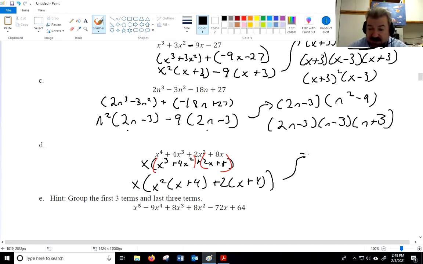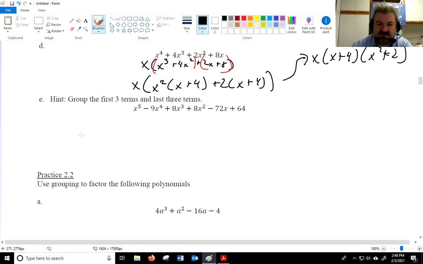So now I can rewrite this as x. I'll factor out an x plus 4, and I'll have x squared plus 2 left over. I used to have parentheses on the outside, but once I finish factoring this, then everything's multiplied, so I don't need them.